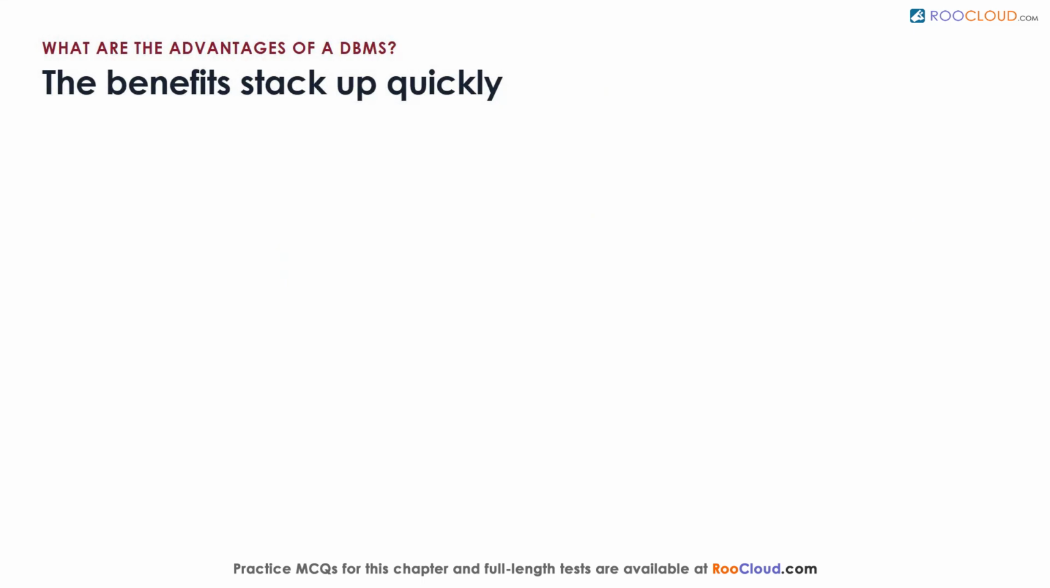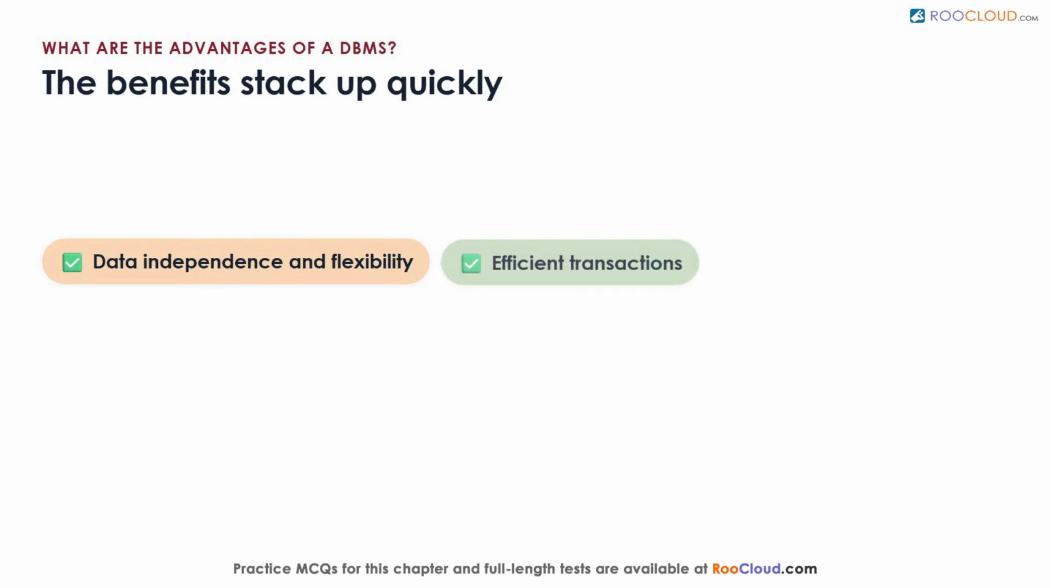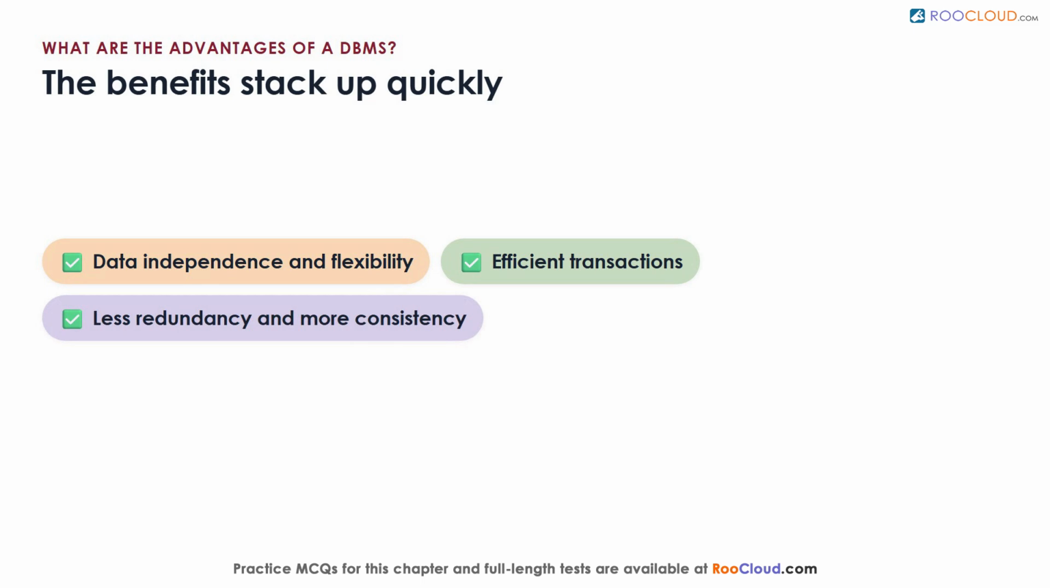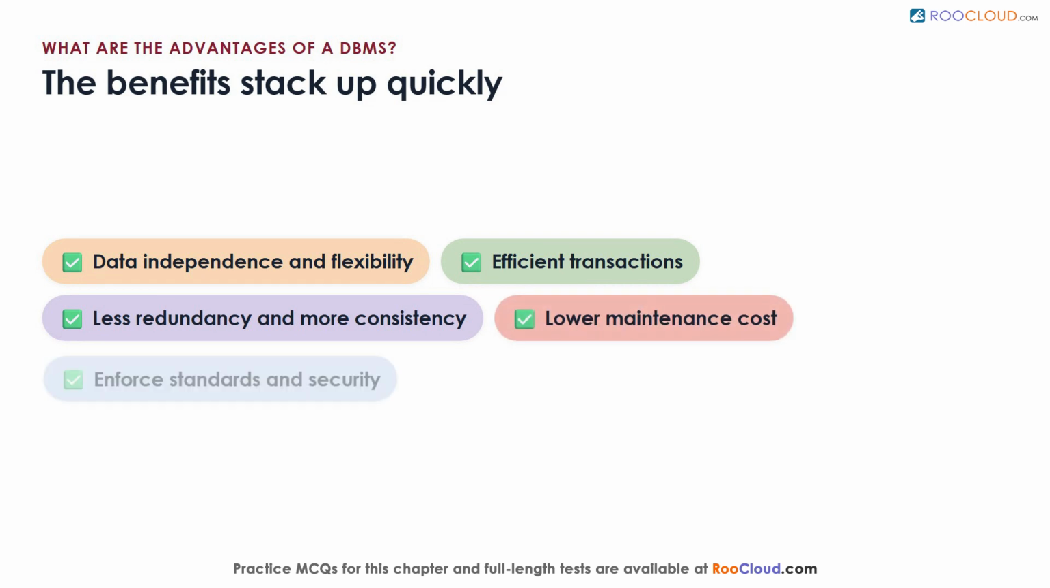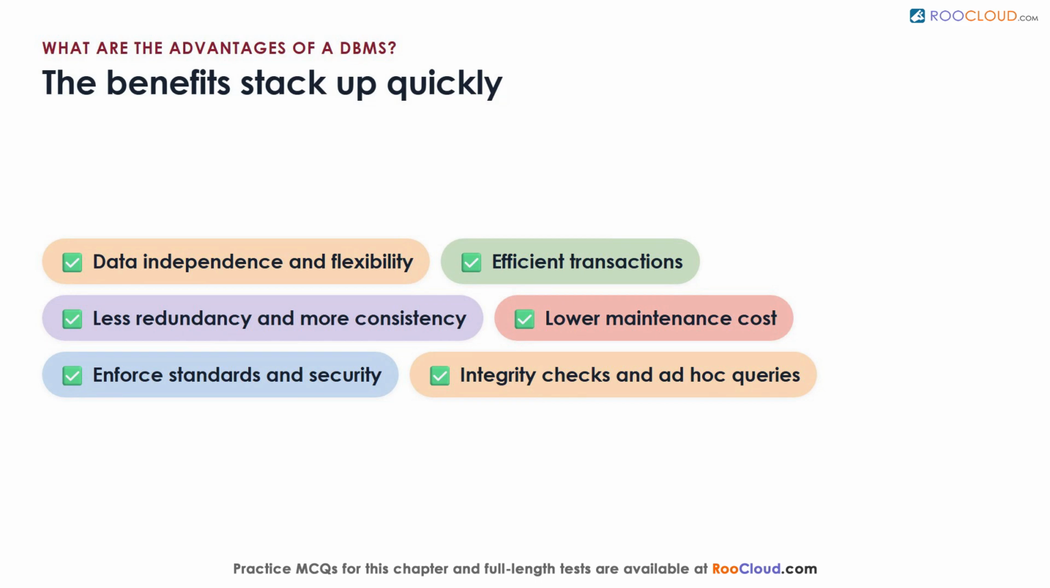Why bother with a database management system at all? The advantages stack up quickly. Applications gain data independence. Changing requirements are easier to support. Transaction processing is efficient. Redundancy drops and consistency rises. Shared data lowers maintenance cost. You can enforce data and programming standards. You can enforce security and run integrity checks. And users can query data ad hoc through a query language.